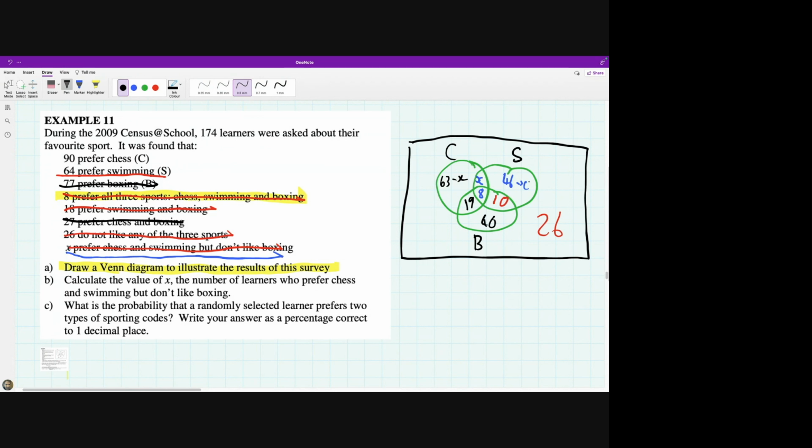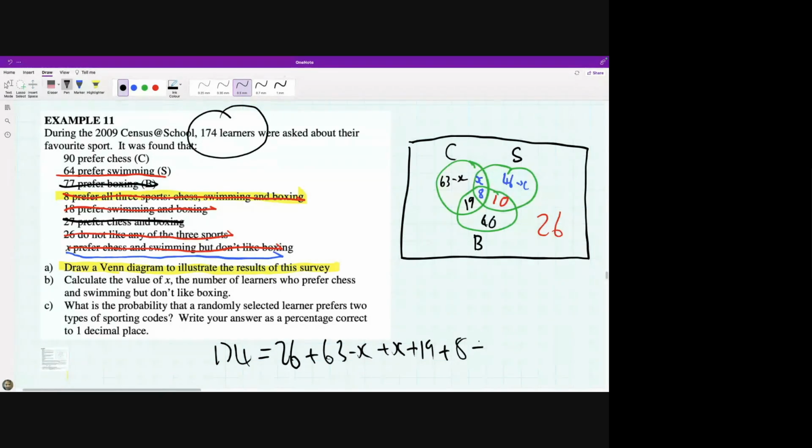Now I need to figure out what the x's are. So the one piece of information I haven't used is 174. So I would go 174 equals the 26 plus, so I've done the 26, then I've got 63 minus x plus 19 plus 8 plus 46 minus x.